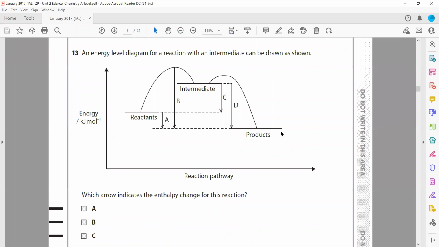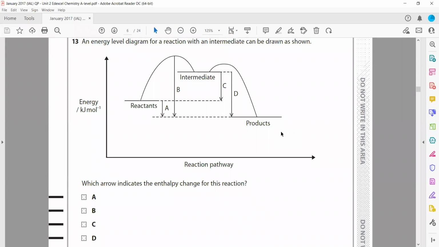The energy level diagram of a reaction with an intermediate can be drawn. So here the reactants are there, then the intermediate is drawn, and then the product. Which arrow indicates the enthalpy change? So the enthalpy change is basically the arrow which represents a reaction from reactant to product. So when we check the options, we look for the arrow which goes from reactant to product, and that is called the enthalpy change. So in this example, this is the enthalpy change.